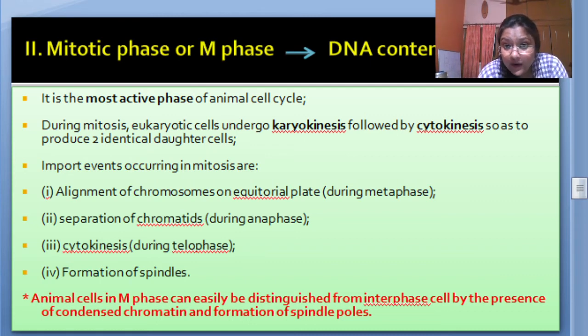Now, if we want to identify whether a cell is in M phase or in interphase, how will we identify it? What is the characteristic of M phase? In M phase, we can see condensed chromatin, like the chromosomes are very thick and visible. But in interphase, we cannot see the chromosomes very well because they are dispersed. And in animal cells, spindle poles are also formed.